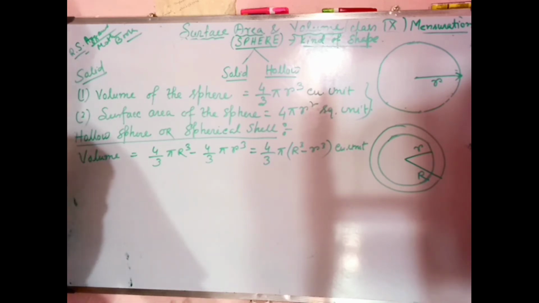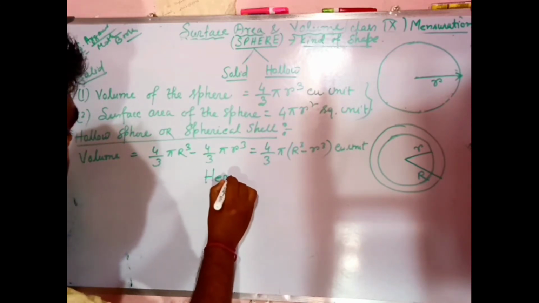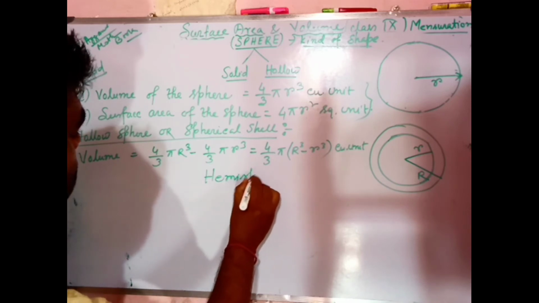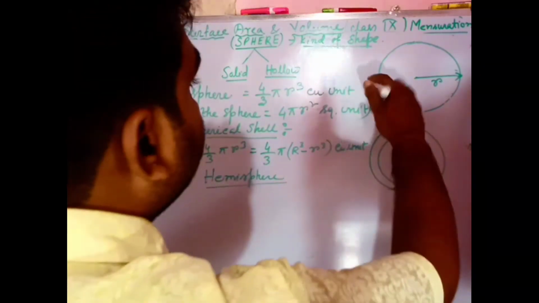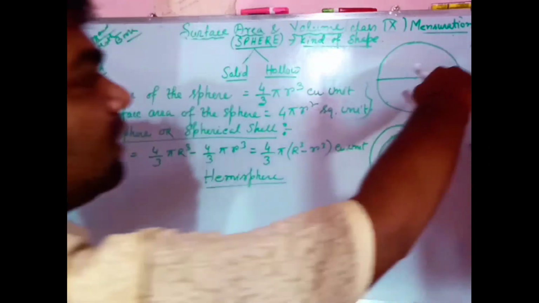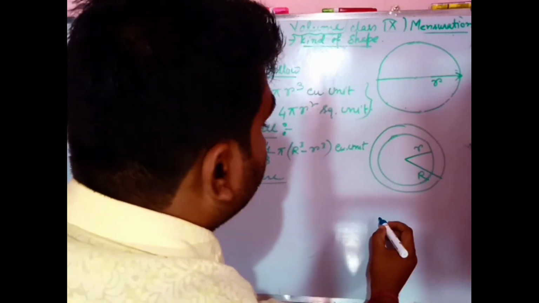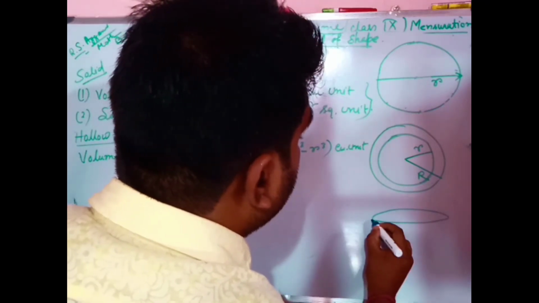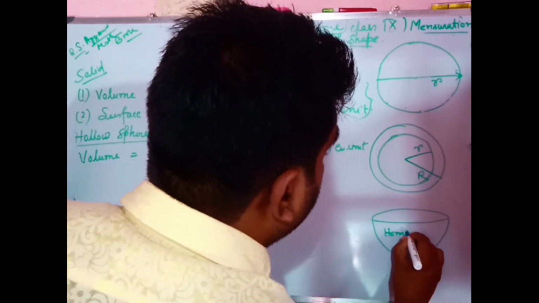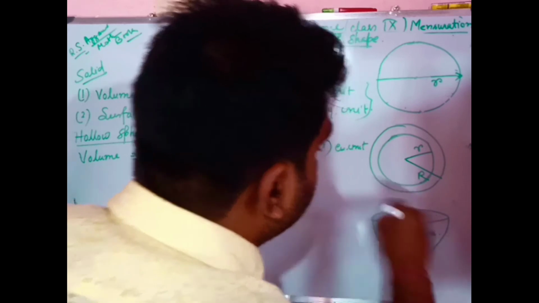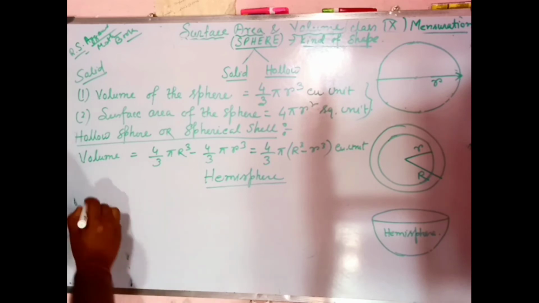Now next, move to the hemisphere. What is a hemisphere? If we cut a sphere along its diameter, then we get a hemisphere. Now what is the picture of a hemisphere? This type of picture we are getting. This is a hemisphere.